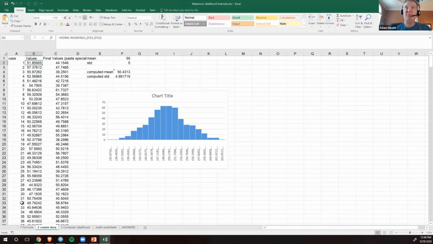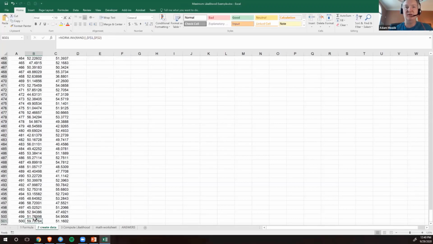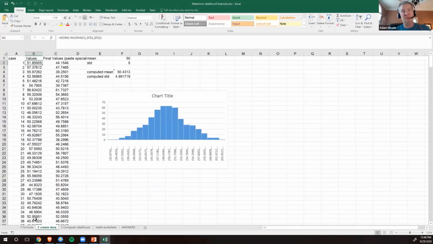And I copied it and I pasted it. And I did that all the way down. You can see there's 500 of these. So I basically made a sample of 500 cases that follow the normal distribution, with a mean of 50 and a standard deviation of 5.